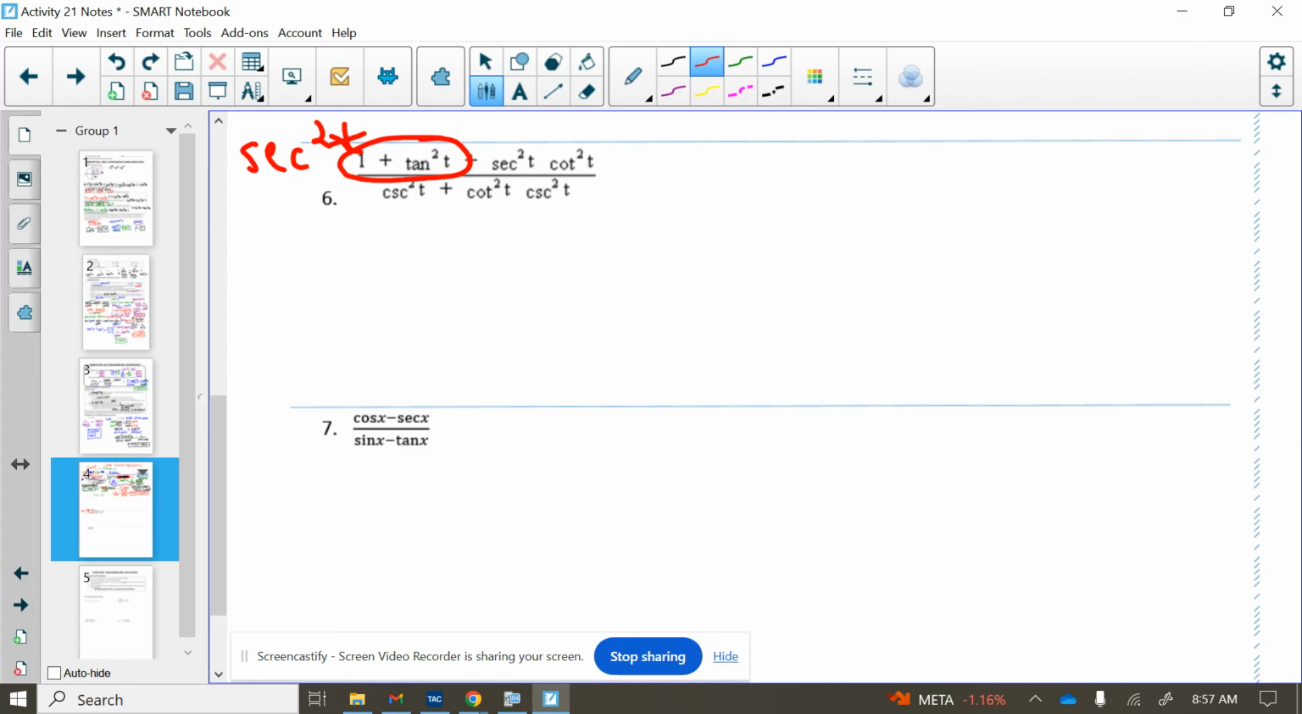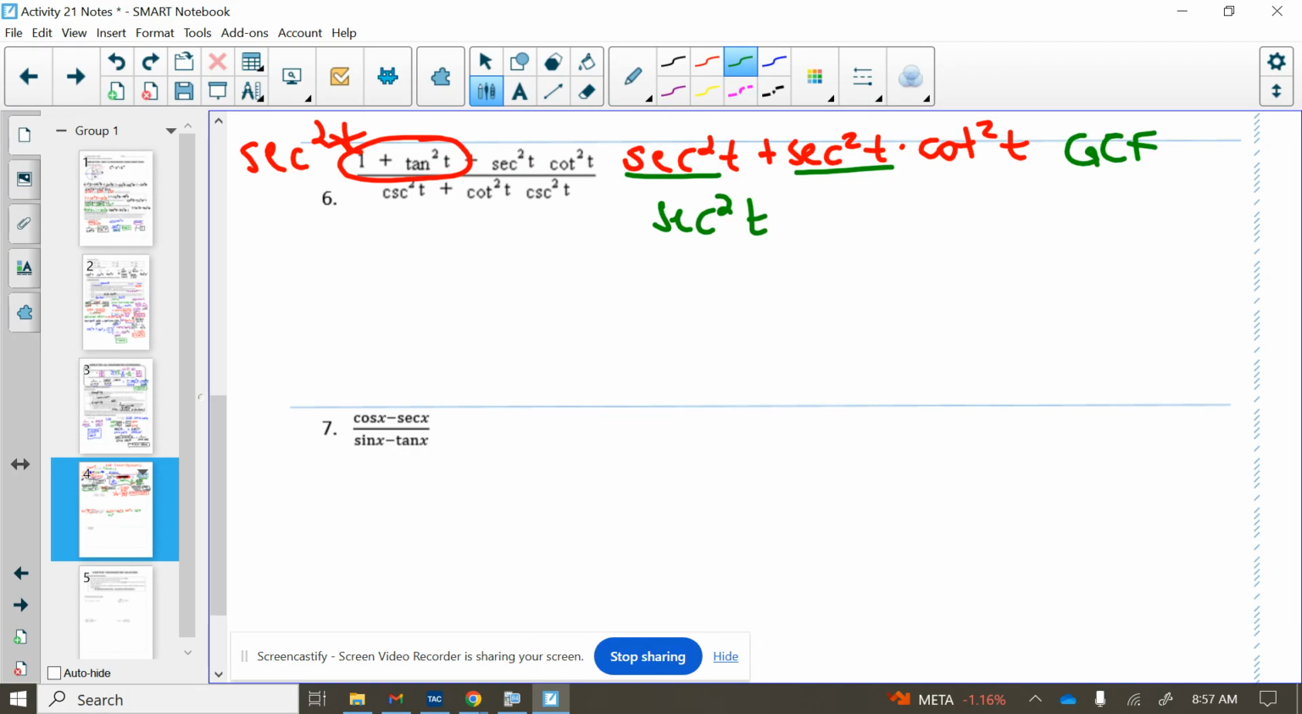Instead, they're using a t, not an x. And so in the top, we have secant squared t plus secant squared t times cotangent squared t. Now, what we're going to notice is that these have a GCF, right? We can divide out secant squared t, and we are left with 1 plus cotangent squared t. 1 plus cotangent squared t can become cosecant squared t.